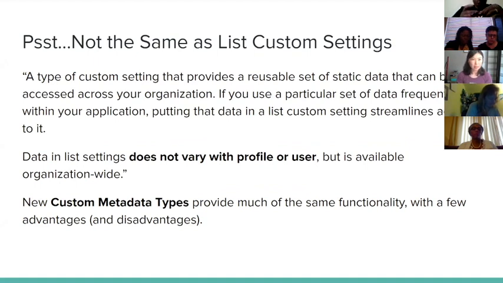I just want to put a quick note in here that what I'm talking about is not a list custom setting, which is a different type of custom setting. A list custom setting provides a reusable set of static data. The key point there is that it does not vary by the user or the profile. It's available to everyone, and the values are the same for everyone. For the most part, custom metadata types have kind of replaced list custom settings, and Salesforce encourages you to use custom metadata types whenever you would consider using a list custom setting. But what I'm talking about, a hierarchical custom setting, doesn't have a replacement. You're still good to go with those.